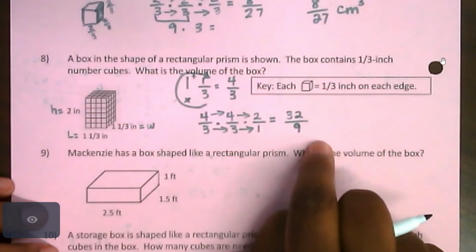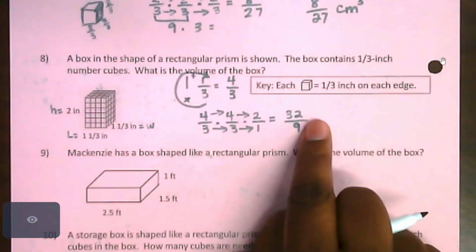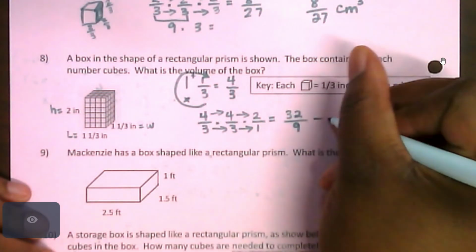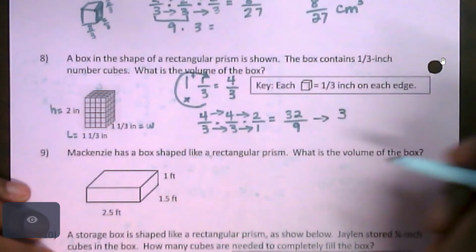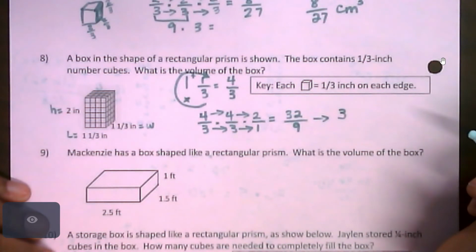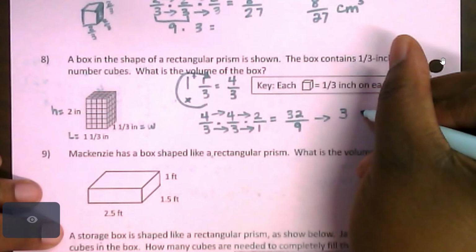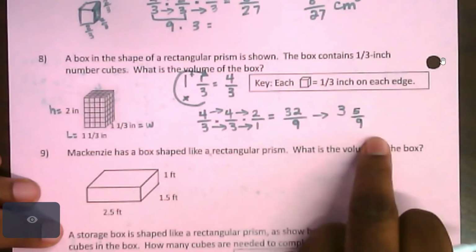But if I made this a mixed number, I would be saying 32 divided by 9. Well, how many whole nines can I get out of that 32? I can get 3 of them, because 3 times 9 is 27. And how many of those of what I have left out of that 32? I will have 5. So my answer is 3 and 5 ninths.